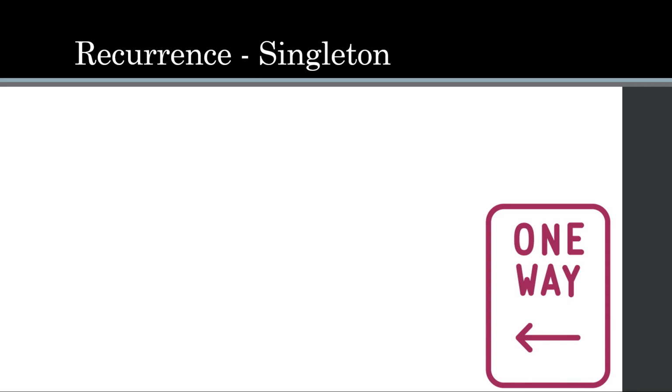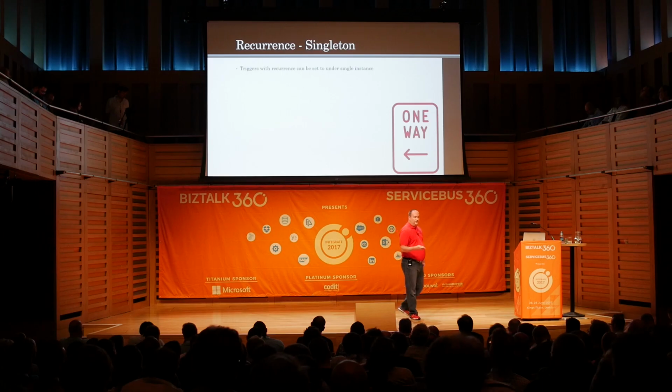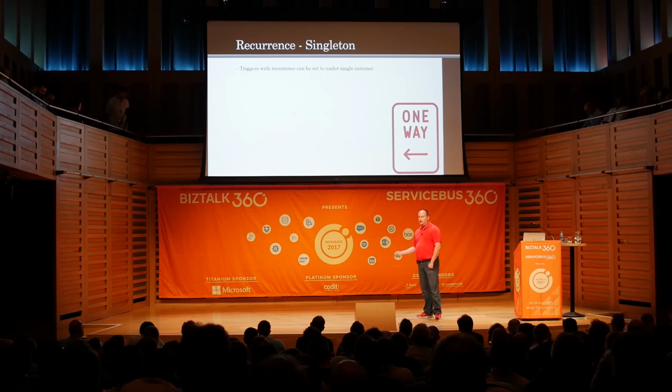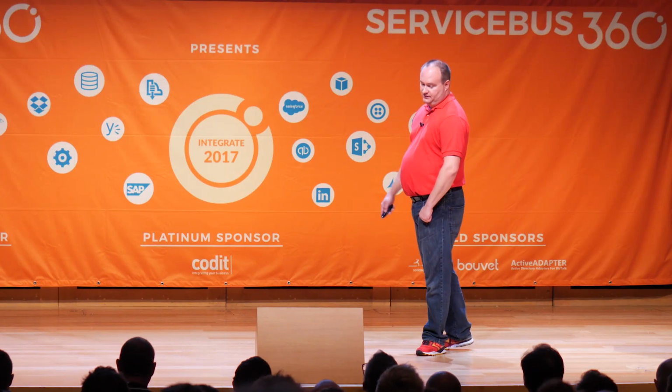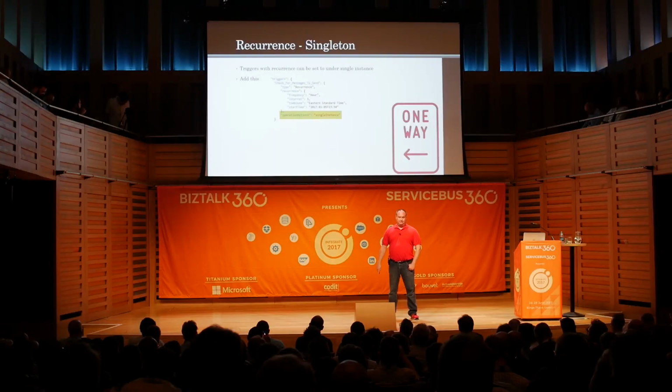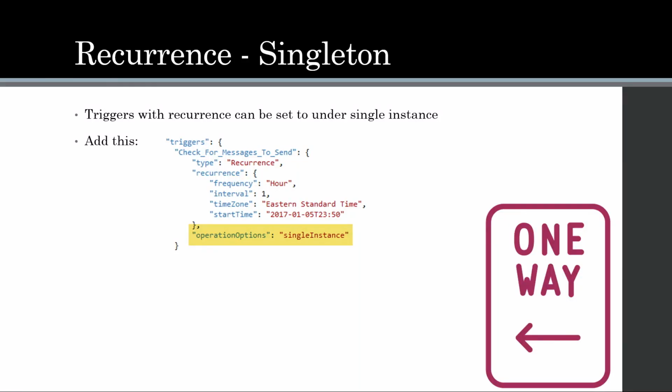Next is recurrence singleton. This means triggers that have a recurrence value, such as anything that is time-based. You just have a recurrence trigger set to run every 5 minutes. There may be times where, if the other instance is still running, you don't want it to kick off a new instance of that same logic app. That can be done, like we saw with the previous one, by editing the JSON and setting it to a single instance, as you see here.